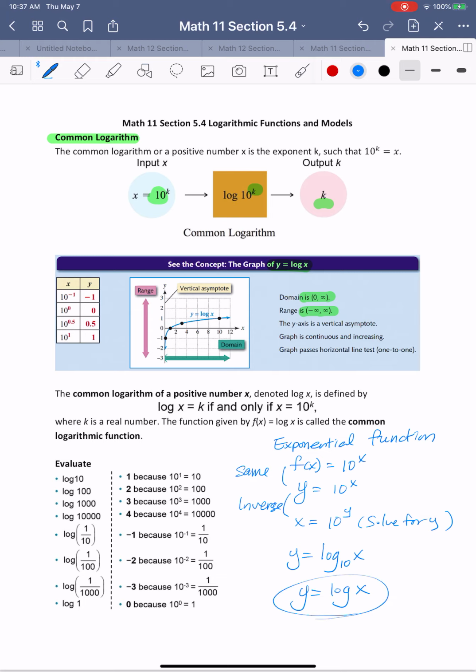So this is the base of 10. A base could be anything, but it's still positive and not equal to 1. The common log of a positive number x is denoted by log of x, which is what I got here. And log of x equal to k means x equals 10 to the k. You can put it vice versa. So log of 10 is 1, log of 100 is 2, 1,000 is 3, 10,000 is 4, and 1/10 is negative 1. It is all about the exponents, so all the exponents come out as the value of the log.